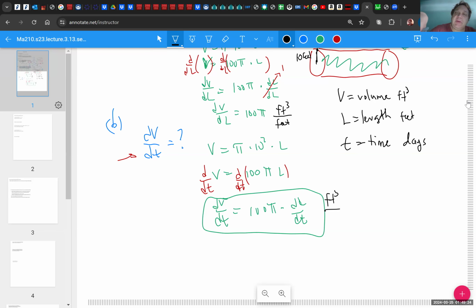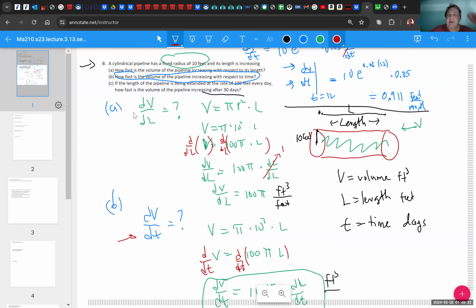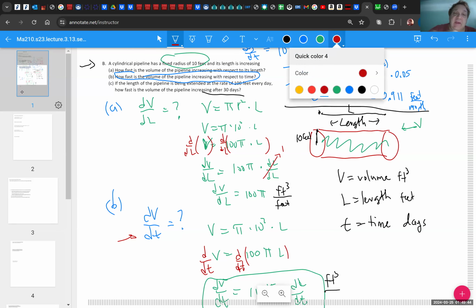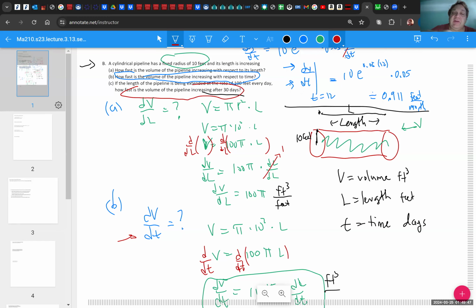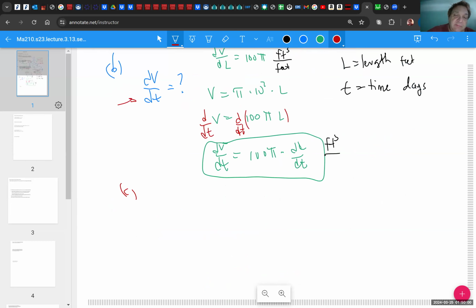All right, let's do the last problem here, which is part C. I'll zoom up a little bit so you can read it along with me. For part C, it says if the length of the pipeline is being extended at the rate of 100 feet every day, how fast is the volume of the pipeline increasing after 30 days? So the question is how fast is the volume of the pipeline changing after 30 days? This is a change in volume, and that's in days. So we're looking for dV/dt again, right? Not change in volume over L, change in volume over time.